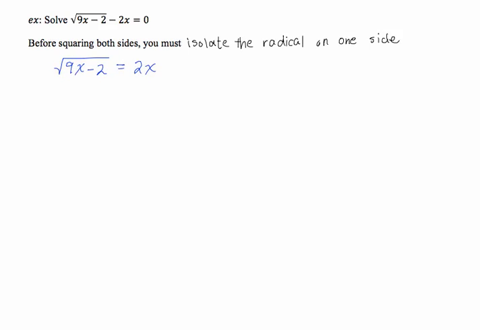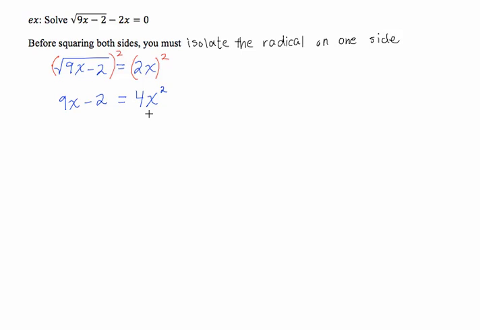Now we can square both sides. And make sure you square everything. You should just put a big set of parentheses around the whole side of the equation and square the whole thing. On the left, square root and square cancel to give us 9x minus 2. And on the right, remember we have to square everything, both the 2 and the x, to give us 4x squared. Well, this time hopefully you recognize this is a quadratic equation.